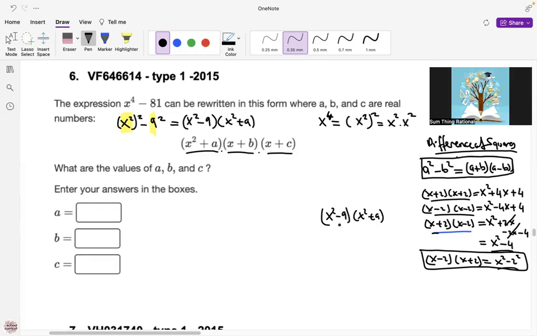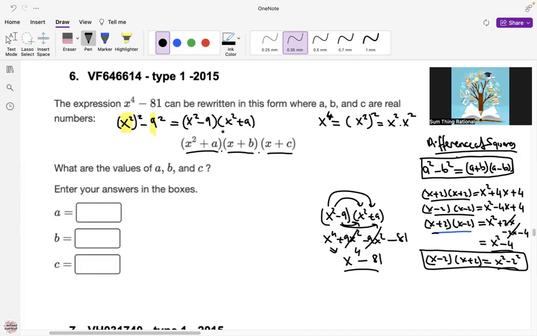Okay? Let's do the distribution. X to the power 4. Then x squared times 9, which is plus 9x squared. And then negative 9x squared, and negative 9 times positive 9, which is negative 81. So negative 9x squared and positive 9x squared cancel out each other. X to the power 4 remains, the first term, and the last term, which is negative 81. Okay? So we factored it up to this point.